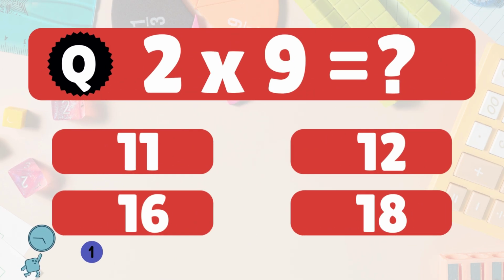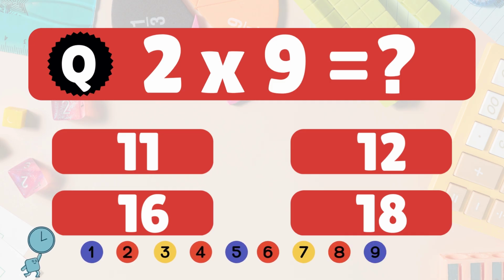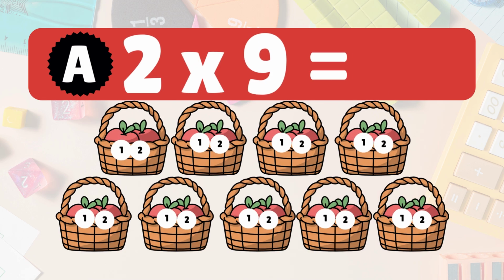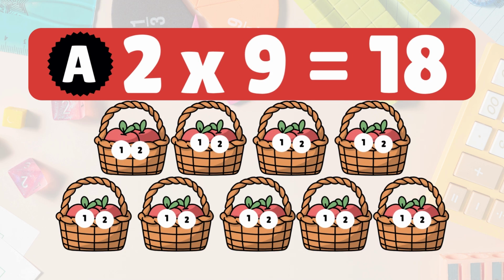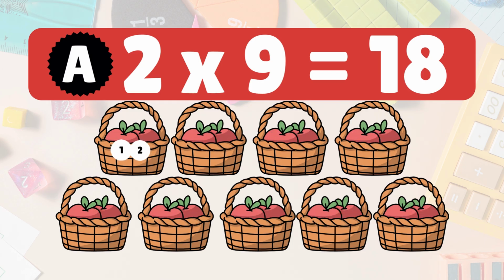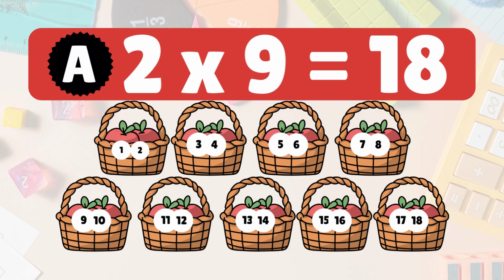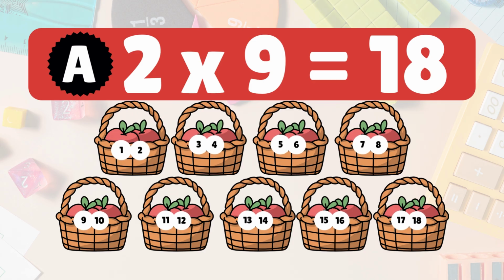Next, 2 times 9 is what? 2 times 9 is 18. Here we have 9 groups of 2 apples each. Let's count them all. 1, 2, 3, 4, 5, 6, 7, 8, 9, 10, 11, 12, 13, 14, 15, 16, 17, 18. So, 2 times 9 is 18 apples.